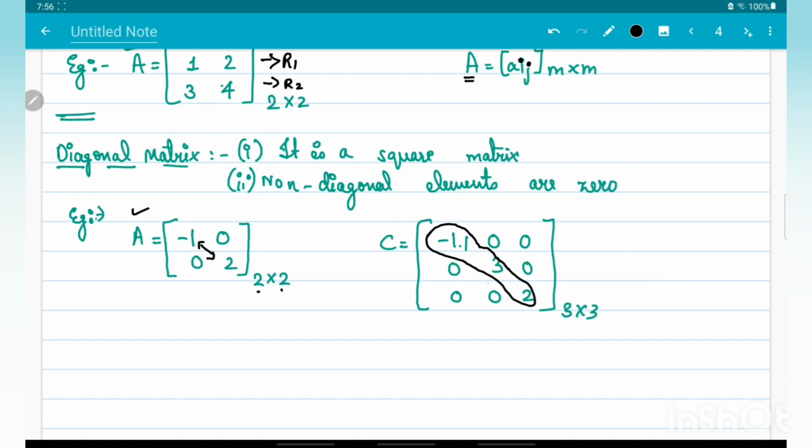So these are the diagonal elements, and you see that except for these diagonal elements, all the other elements are 0. So that is what is called a diagonal matrix: it should be a square matrix, and except for the diagonal elements, all the non-diagonal elements should be 0.